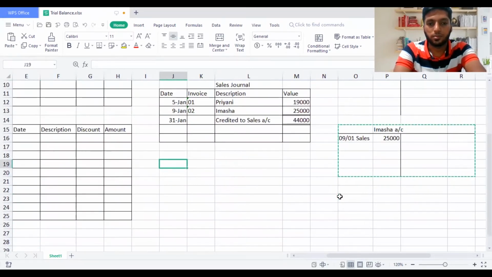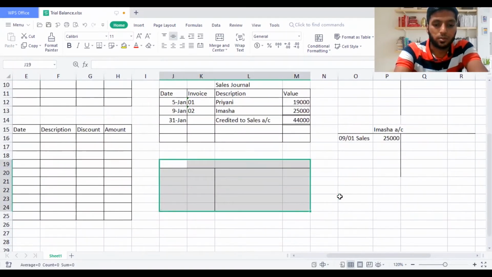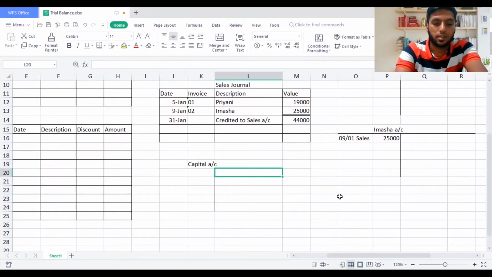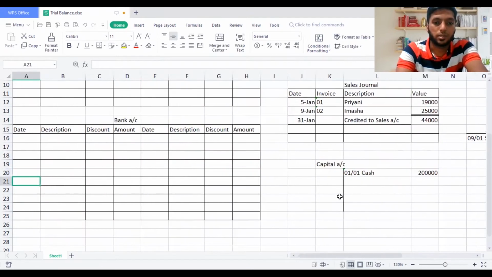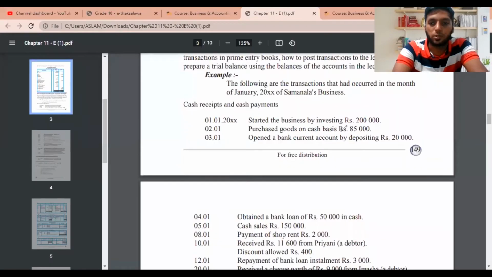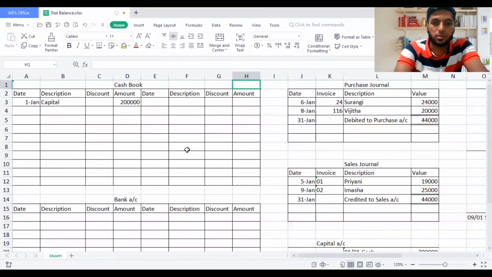Okay, let me start from here. Capital account. Capital account will have a credit side transaction. First saying cash. And what's the amount they have invested? 200,000. So after recording this, the basic first adjustment is done. Let's move on to the second adjustment, guys. We have purchased goods on cash basis, rupees 85,000. So when you purchase goods, the cash is going out of the business. So cash account credit 85,000. What is debit? Purchase account will become debit.